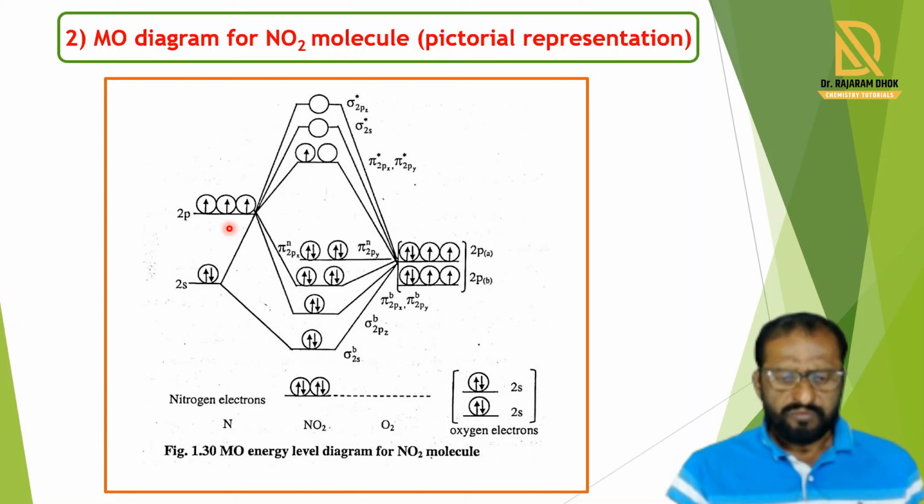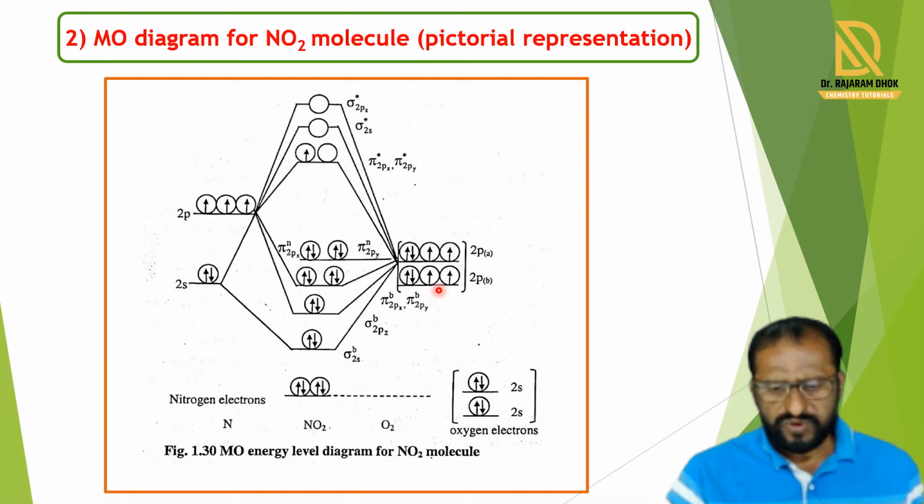Now 2py of the nitrogen and 2py of one oxygen form pi 2py molecular orbital. Then pz of the nitrogen and pz of the first oxygen atom form pi 2pz molecular orbital.